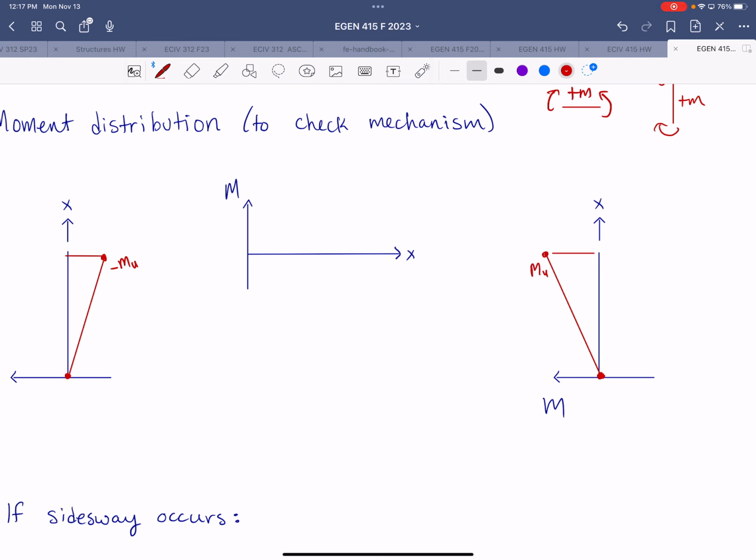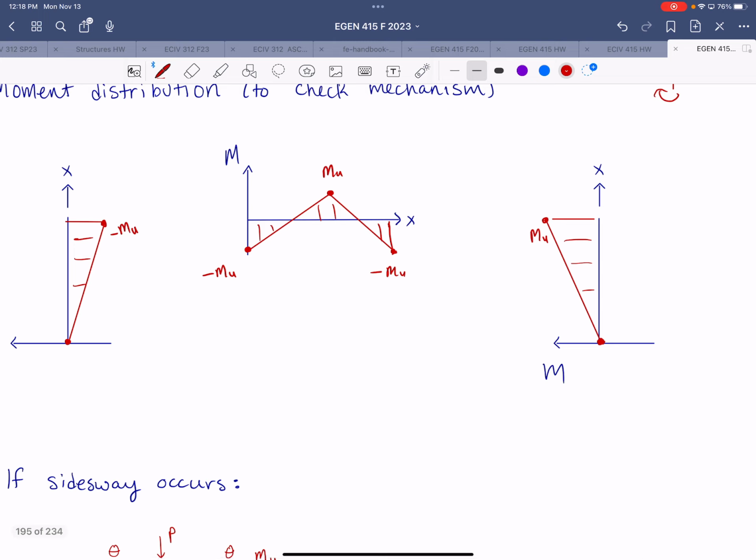For the beam, we start off with a negative moment at the left end, and then that's going to increase linearly to a positive MU at the center. And then that will decrease linearly to another negative MU. All right, so we can confirm that this mechanism is exact, since the maximum moment is MU.